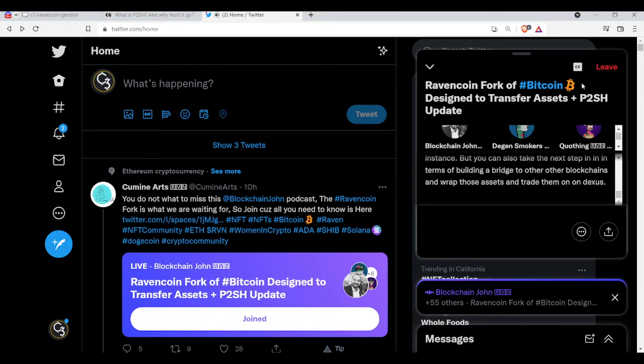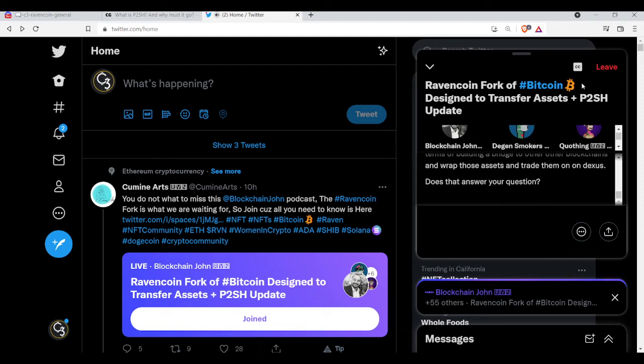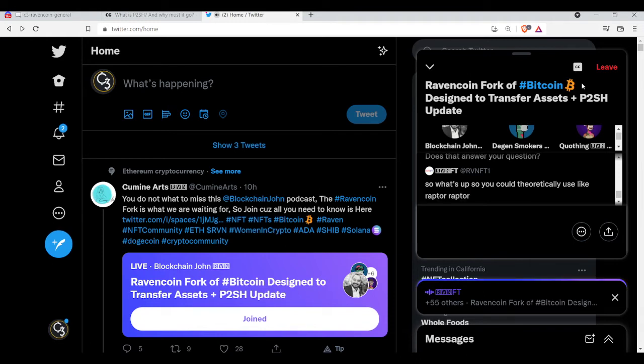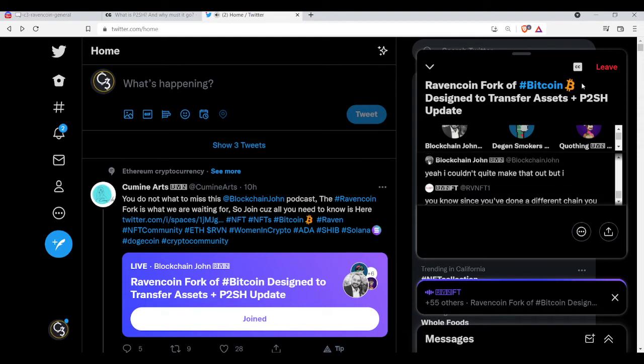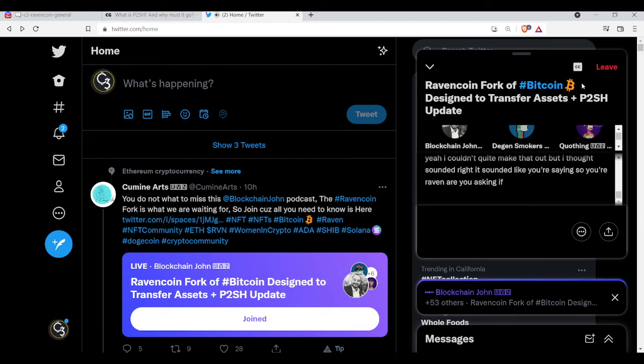So you could theoretically use a wrapped asset to create a game token, and then since it's on a different chain, you can use the MetaMask extension with the wrapped Raven asset, right? Yeah, I couldn't quite make that out, but it sounded right. So you're asking if we can use the same MetaMask wallet and just integrate the Raven address within it? A wrapped Raven asset. Like if you had a token you needed to communicate with the game and the players, you could use a MetaMask extension with a wrapped Raven asset to build a game around.